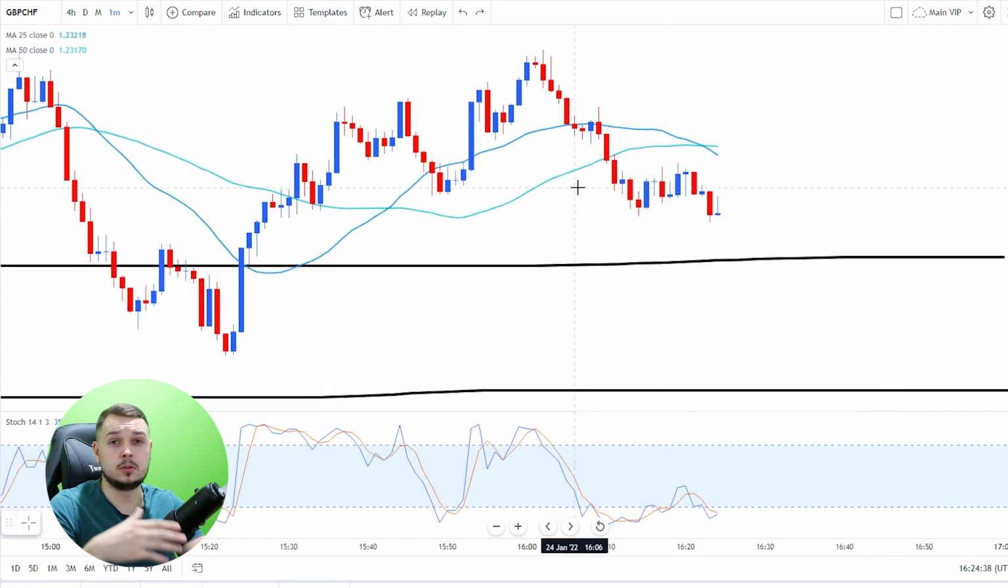I like trading it in combination with 25 and 50 moving averages. Some people like trading with 20 and 50. That's your personal preference. I tried both and honestly, I didn't see much of a difference. 25, 50, I think, is just easier to remember because 50 is half of 25.